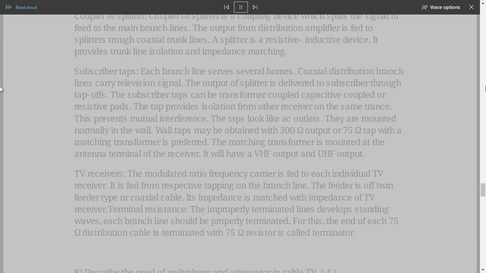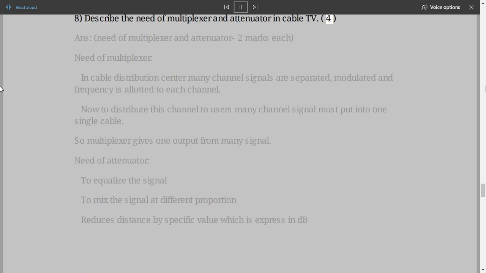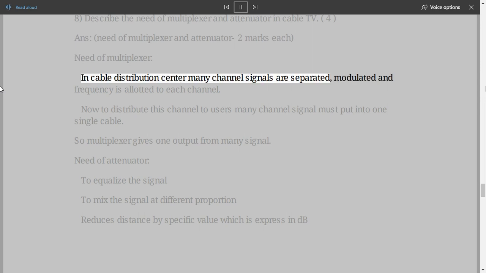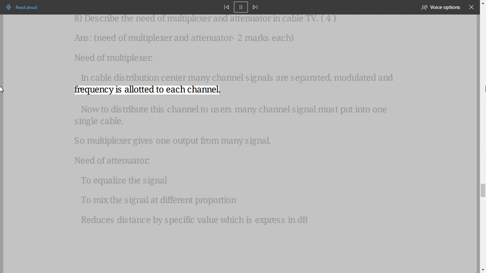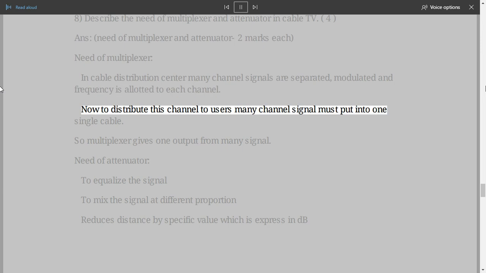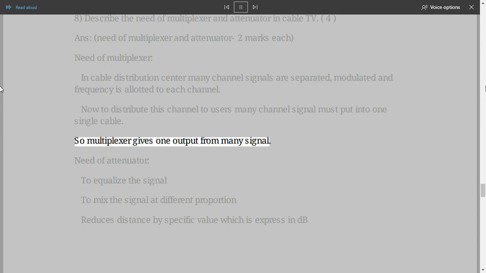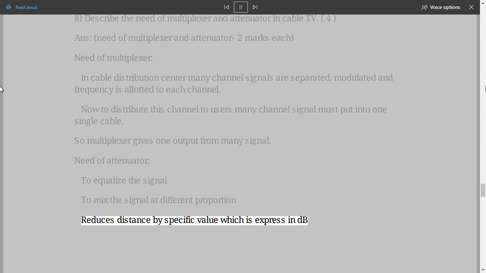8. Describe the need of multiplexer and attenuator in cable TV. 4. Answer: need of multiplexer and attenuator, 2 marks each. Need of multiplexer. In the cable distribution center, many channel signals are separated, modulated, and frequency isolated for each channel. Now, to distribute these channels, as many channel signals must be put into a single cable. So the multiplexer gives a single output from many signals. Need of attenuator. To equalize the signal. To mix the TV signals in different proportions. To reduce the signal by a specific value, which is expressed in dB.